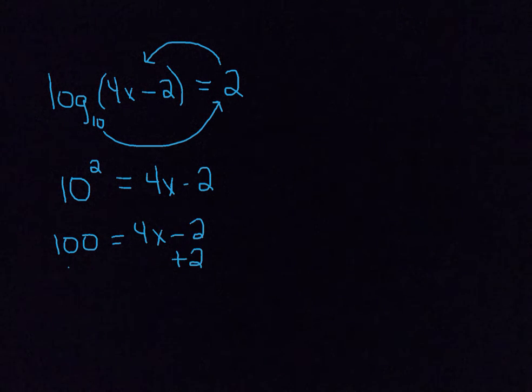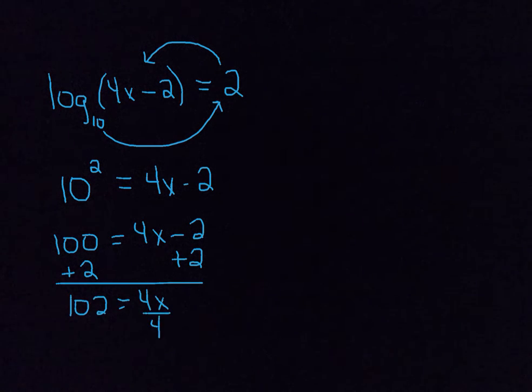Solve for x. So we get 102 is equal to 4x. Divide both sides by 4. And we get x is equal to 25.5, or 25 and 1/2.